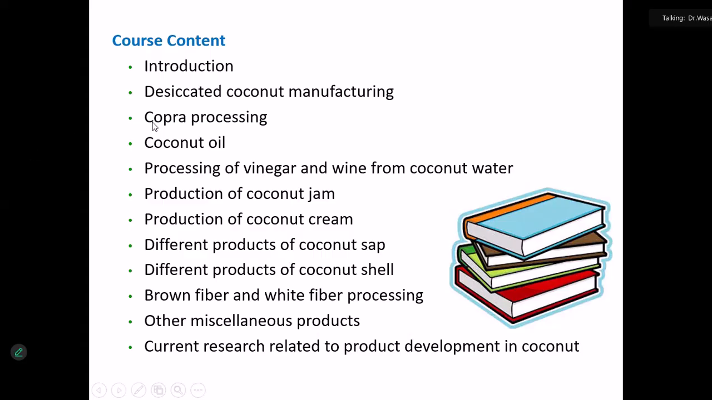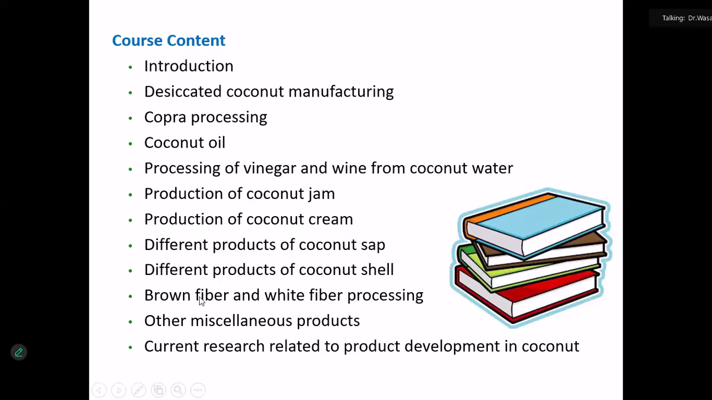Second one, copra processing. Third one, coconut oil. In detail, we are going to discuss different methods of coconut oil production. Then we are going to discuss different products of coconut shell: charcoal and activated carbon. Charcoal means pol katu anguru. We are going to discuss in detail.